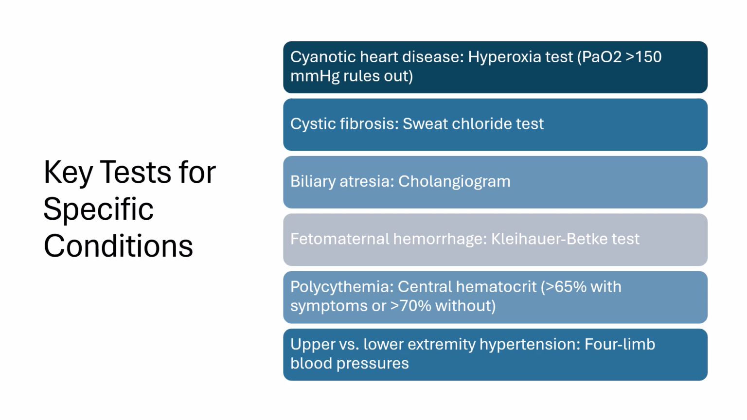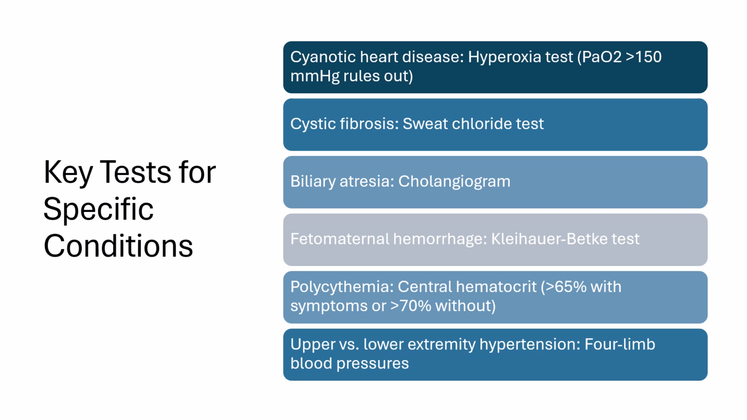Certain diagnostic tests are consistently associated with specific conditions on the exam. The hyperoxia test is used to distinguish cardiac from pulmonary causes of cyanosis. If PaO2 rises above 150 millimeters of mercury with 100% oxygen, cyanotic heart disease is unlikely. The sweat chloride test is the gold standard for cystic fibrosis diagnosis. Cholangiogram is definitive for biliary atresia. The Kleihauer-Betke test quantifies fetal-maternal hemorrhage.